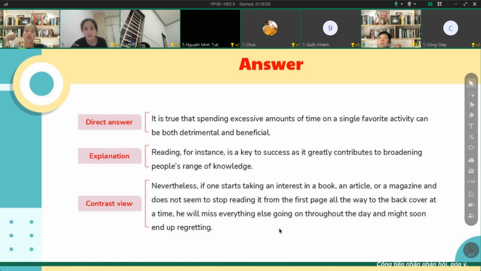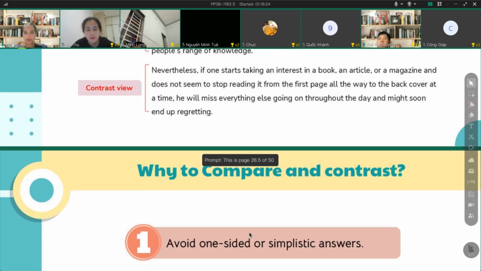And then they gave a contrast view. Nevertheless, if one starts taking interest in a book, an article, or a magazine and does not seem to stop reading it from the first page all the way to the back cover at a time, you will miss everything else going on throughout the day and might soon end up regretting. Okay, so they gave an answer and explanation, but then they contradicted the answer. That is also a different view, a different way of answering.